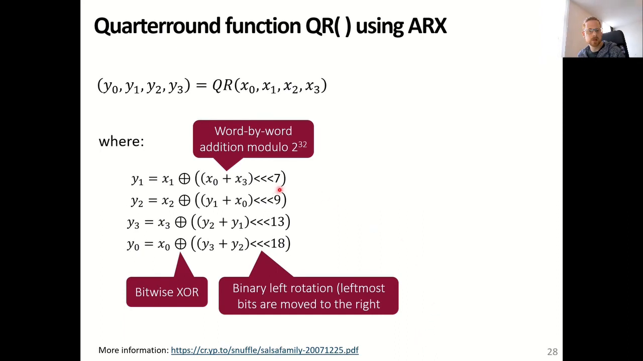So this means that all the bits are shifted, in this case 7 positions to the left. If a bit falls off on the left, it is moved to the right of the word.